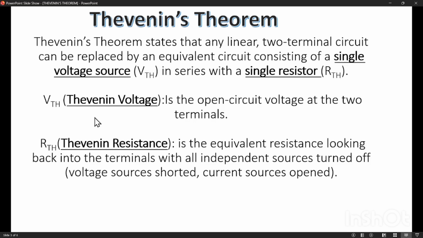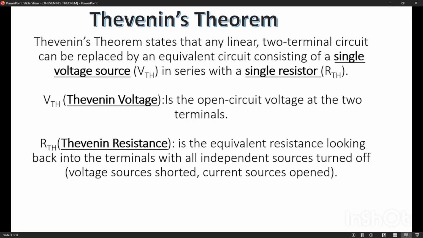So what is a Thevenin voltage? A Thevenin voltage is the open circuit voltage at the two terminals. Thevenin resistance is the equivalent resistance looking back into the terminals with all independent sources turned off. What do we mean by all independent sources turned off? This is when the voltage sources are cut short and current sources are opened. So these are the definitions of the Thevenin voltage and the Thevenin resistance.